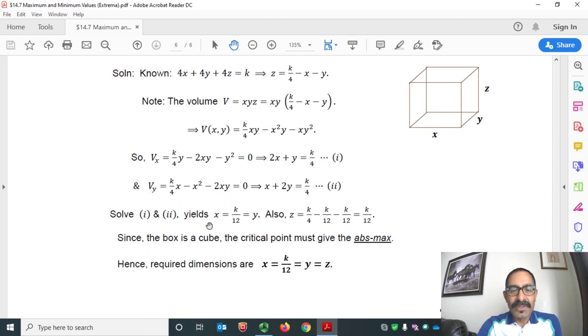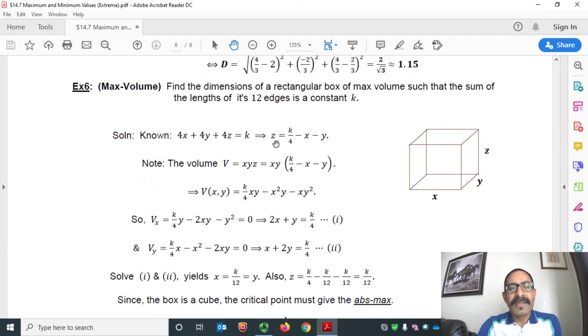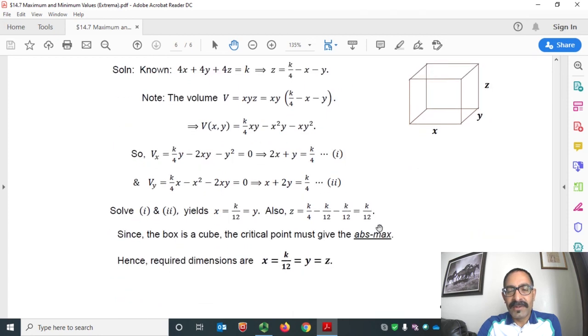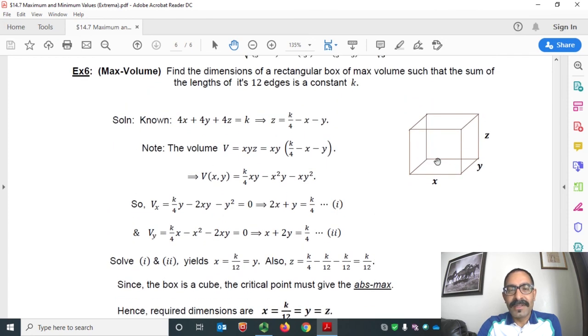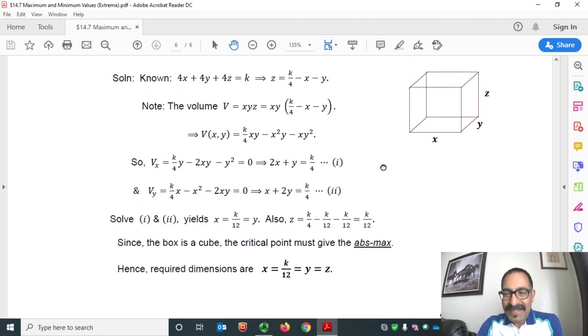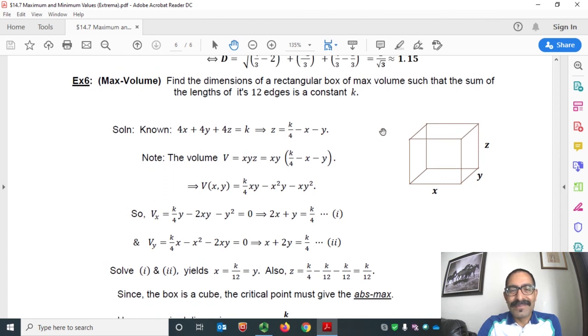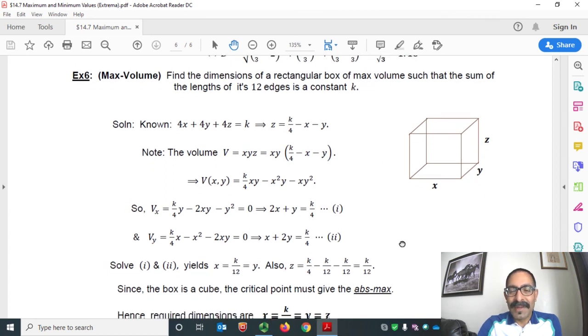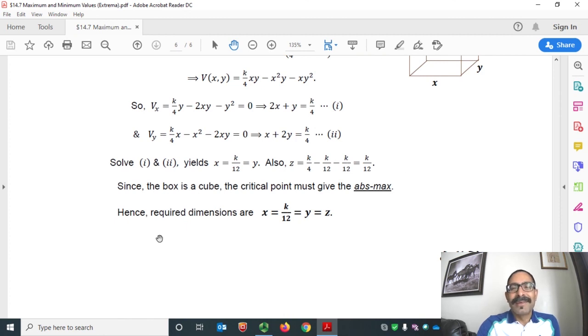Solving equations 1 and 2 gives us both x and y values as k over 12, and putting those values back into this expression, z turns out to be again k over 12. That means this box is a cube now, right? So the box is a cube, then the critical point must give the absolute maximum. Then the max volume will be the absolute maximum. Hence, the required dimensions are: all x, y, z values are k over 12.